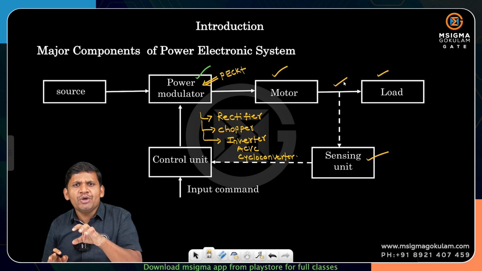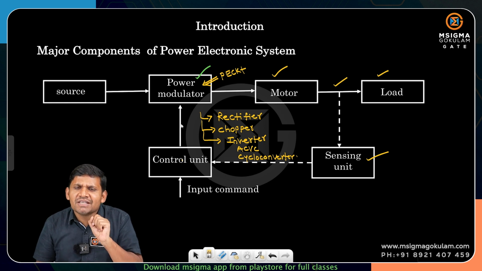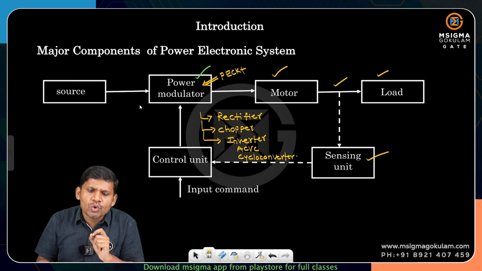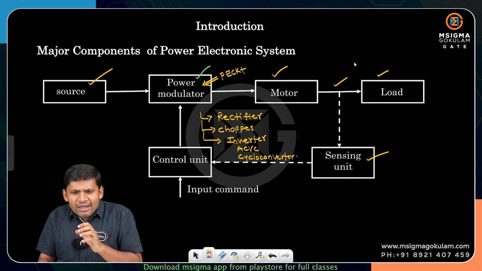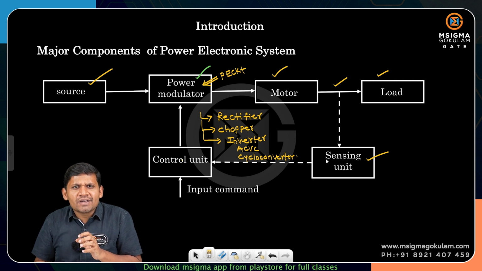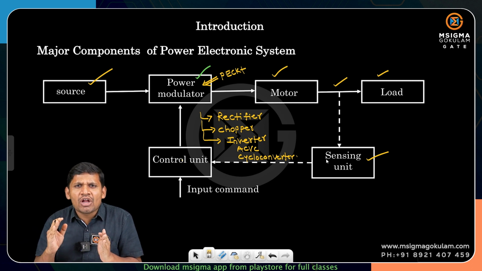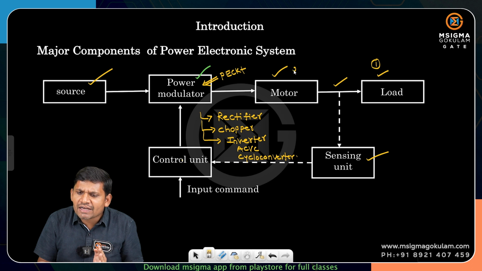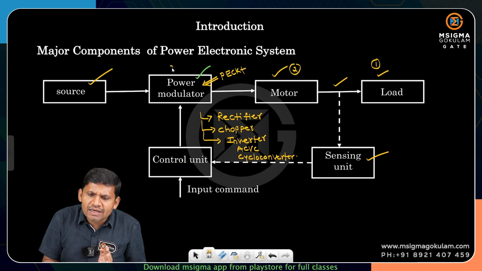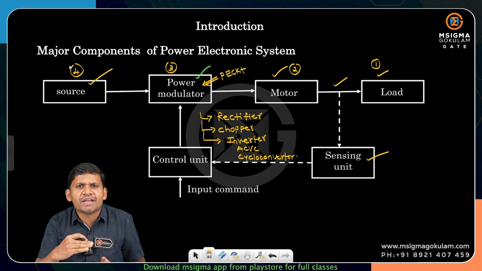But here the point you have to concentrate on is, what are the major components? Power modulator, motor, load, sensing unit, control unit and source, students. See, in this total power electronic system, this is the sequence of selection of various components. First we have to select the load, students. Then you can select the motor. Then you can select the power modulator. Then you can select the source. This is the sequence of selection.